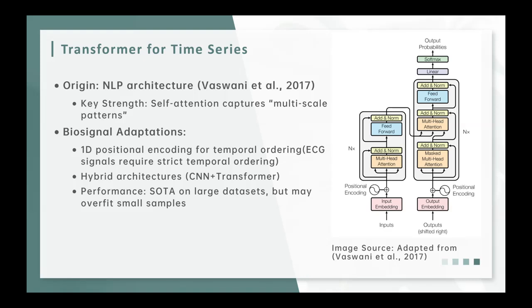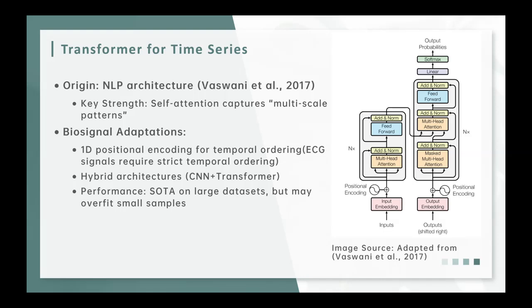When applying a transformer to a signal like ECG, we need to make some changes, and there are two options. First, we add 1D positional encoding. It can tell the model the correct time order because ECG signals depend on timing. Second, we can use hybrid models, where CNN layers first find local patterns, like QRS complexes, and then the transformer looks for longer-term patterns. And in my study, I used the second approach.